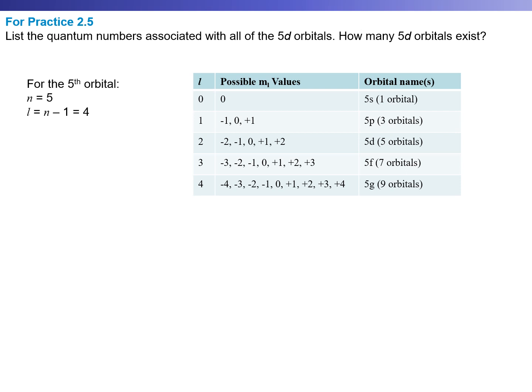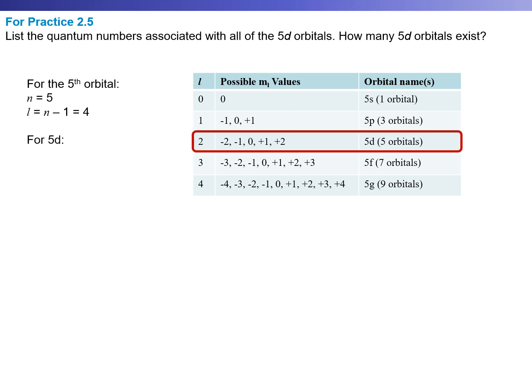But our question isn't asking us about all of that. I just kind of went through the exercise to show you how it's done. Our question is asking us specifically about the d orbital. And so our answer would be that for the 5d, our quantum numbers would be n is equal to 5 because it's in the 5th principal level, our L would still be equal to 2. Our possible magnetic number values are listed for you: -2, -1, 0, +1, +2, and it would have 5 orbitals.